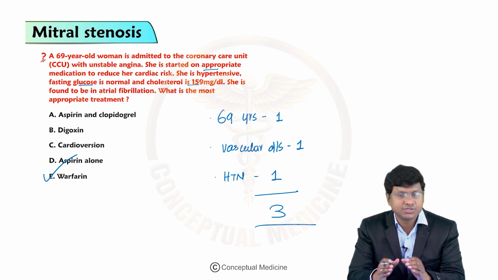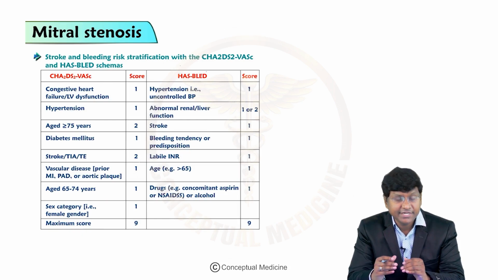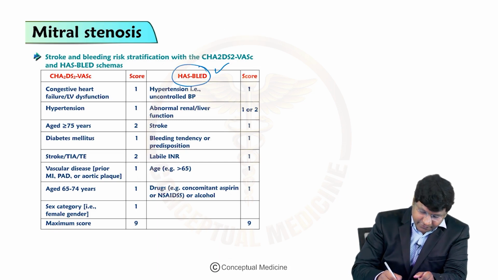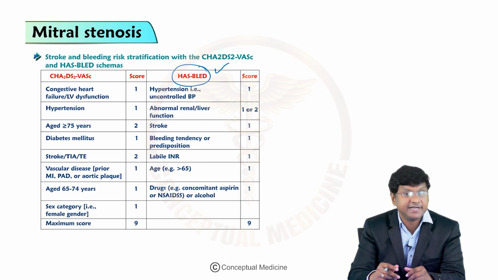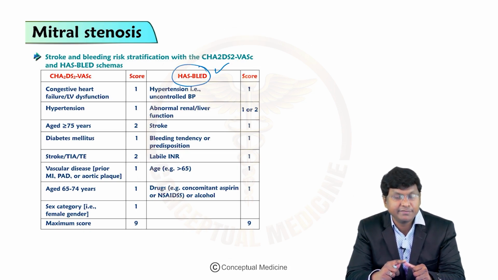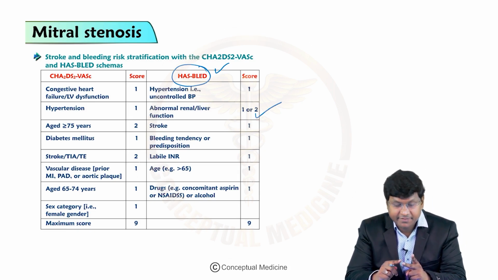Now, whenever you are giving these oral anticoagulants, you also need to assess the risk of bleeding, right? You need to assess the risk of bleeding. So, for assessment of the risk of bleeding, we have a scoring system called the HAS-BLED score. What does this HAS-BLED score stand for? H stands for hypertension. If the individual is having uncontrolled blood pressure, you need to give a score of 1. And A stands for abnormal renal as well as liver function test, right? You give a score of 1, or if both abnormal renal and liver function tests are there, then you give a score of 2. And if the individual is having stroke, give a score of 1.